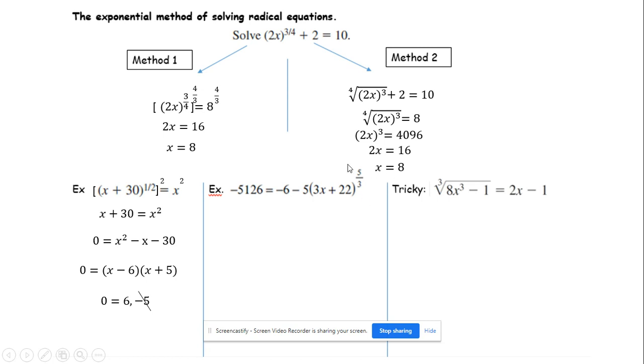The next problem, I actually borrowed this from one of your throwbacks. So the first thing I'm going to do is I'm going to add 6 to both sides. And then I'm going to divide the -5 over. So I have 1024 equals all of this to the 5/3. Now, on your throwback, you probably did the cubed root of all this to the 5th power, which is fine. It's just going to be some big numbers to work with. So I'm going to be a little lazy, and I'm going to raise both sides to the 3/5 power.